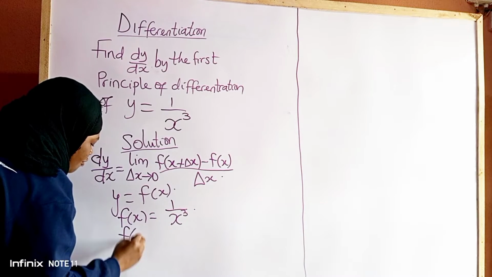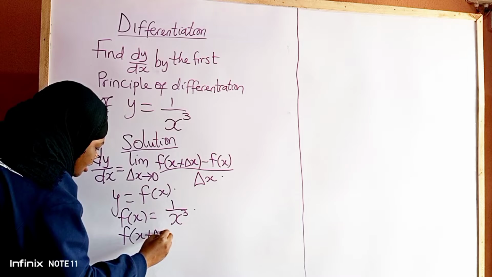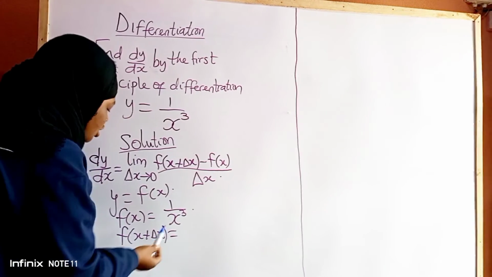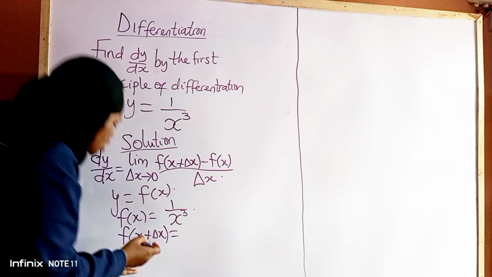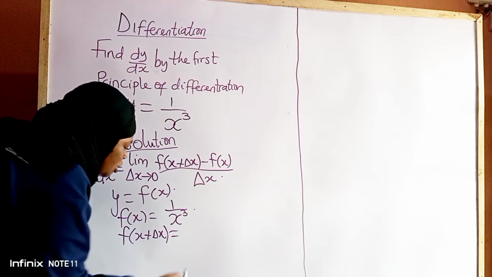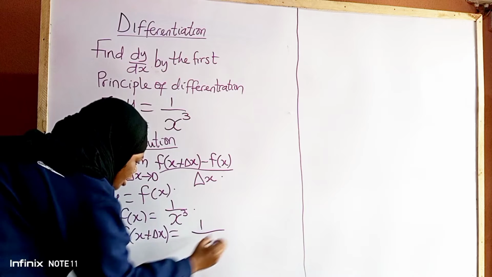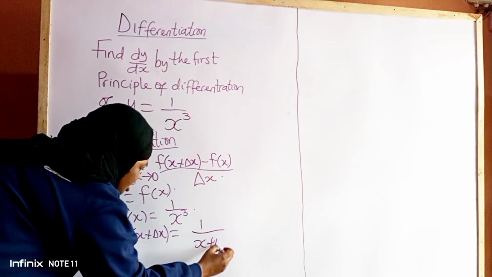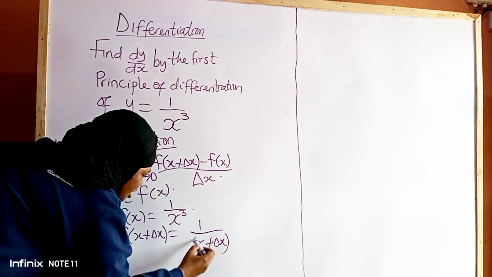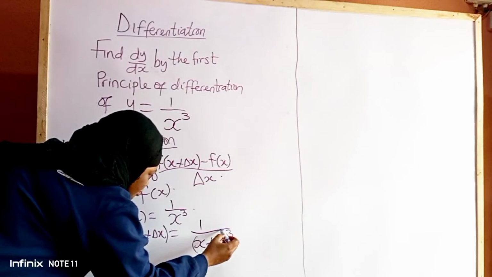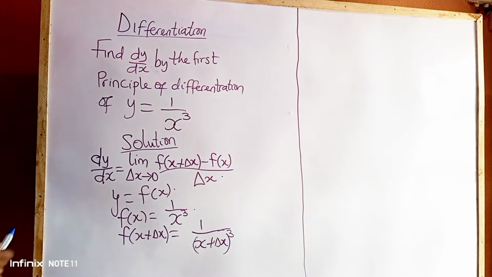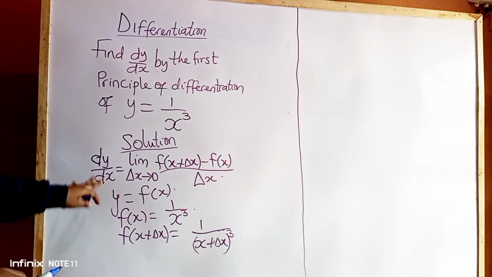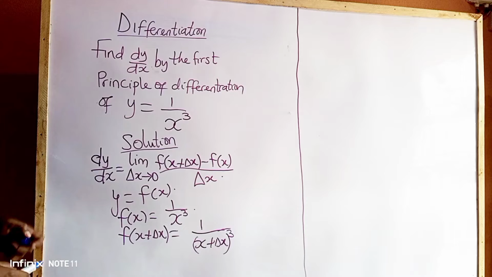Now, your f of x plus change in x will be, anywhere you see x, you are going to put x plus change in x there. So this f of x plus change in x will now be equal to 1 over x plus change in x, everything cubed. Do you get it? Please look at it very well. Study it very well. Then you now go and substitute everything inside the formula of first principle of differentiation.